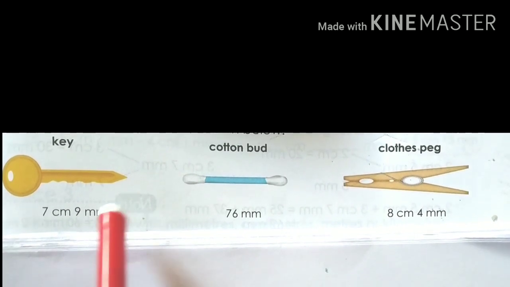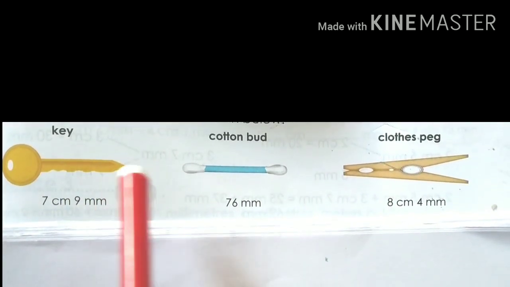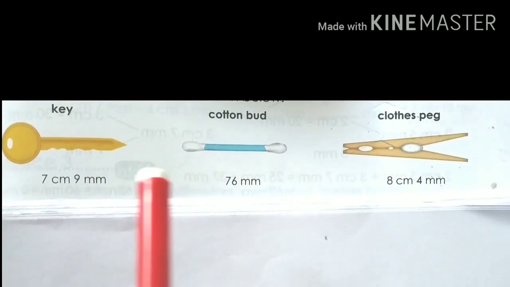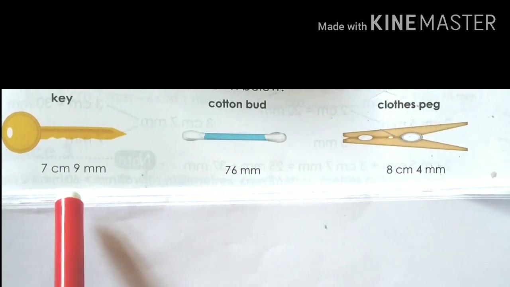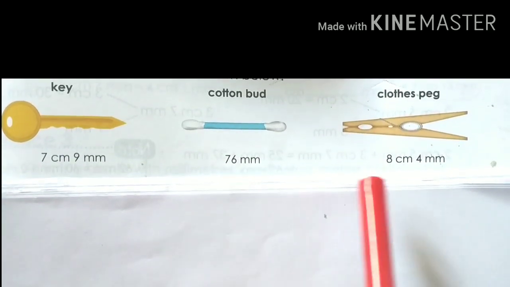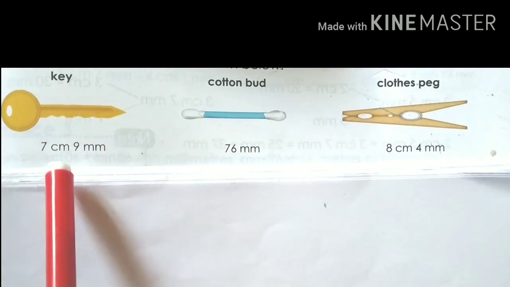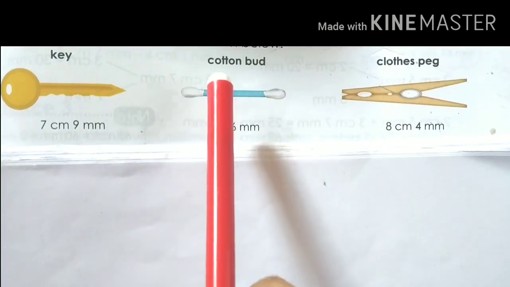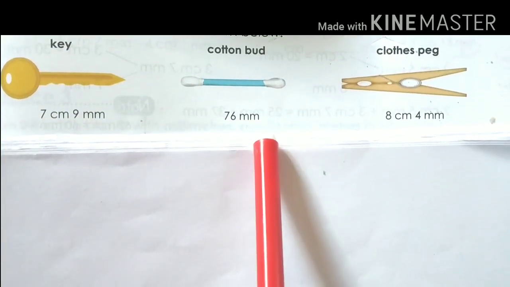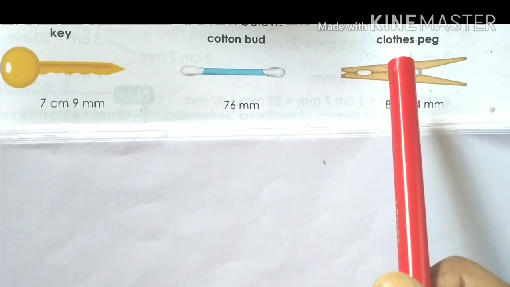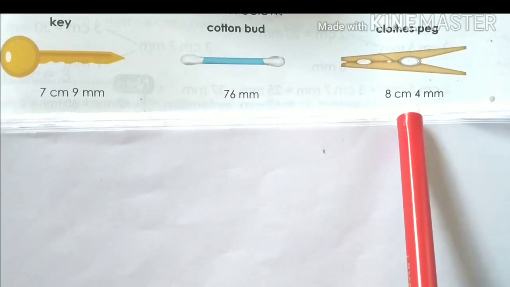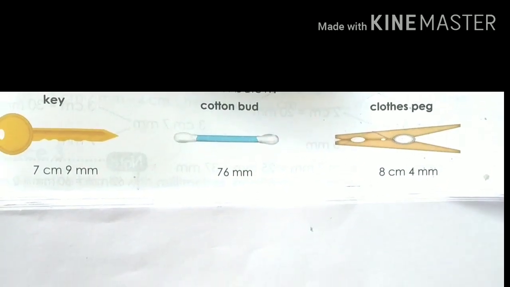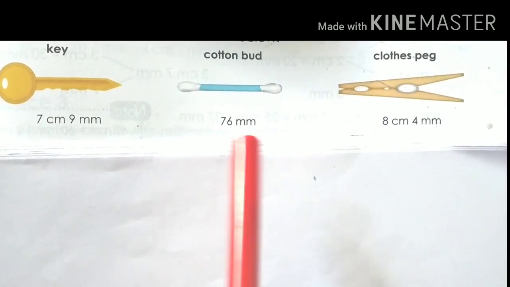Now students, look at these objects. A key, a cotton bud and a clothes peg are shown here. So the lengths of the objects are given below each object. The key is 7 centimeters 9 millimeters. The cotton bud is 76 millimeters and the clothes peg is 8 centimeters 4 millimeters. Suppose we are asked to compare the lengths of these objects.